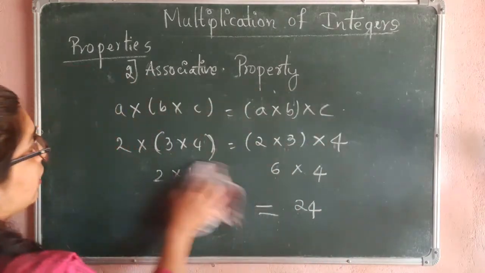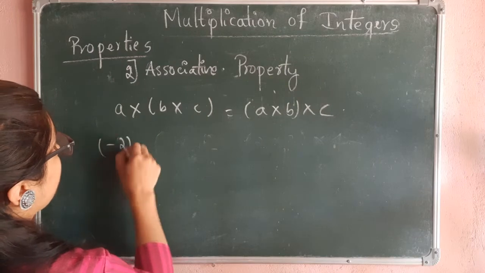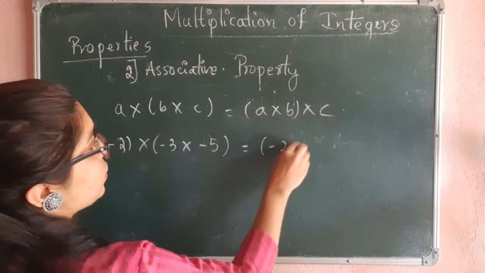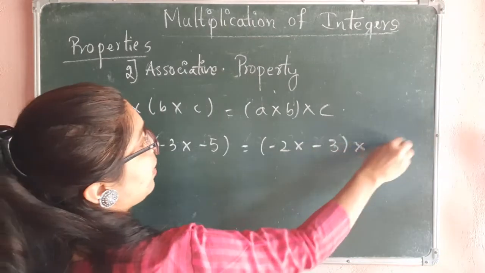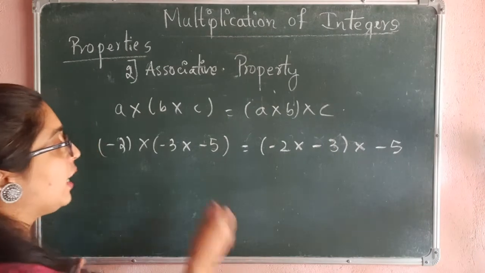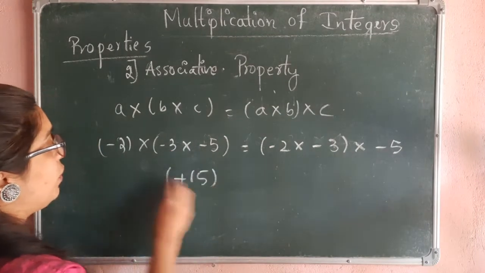Now I will take negative integers. Minus 2 into minus 3 into minus 5. Minus 3 into minus 5, both are negative, so the product will be plus. So 3 into 5 is 15.